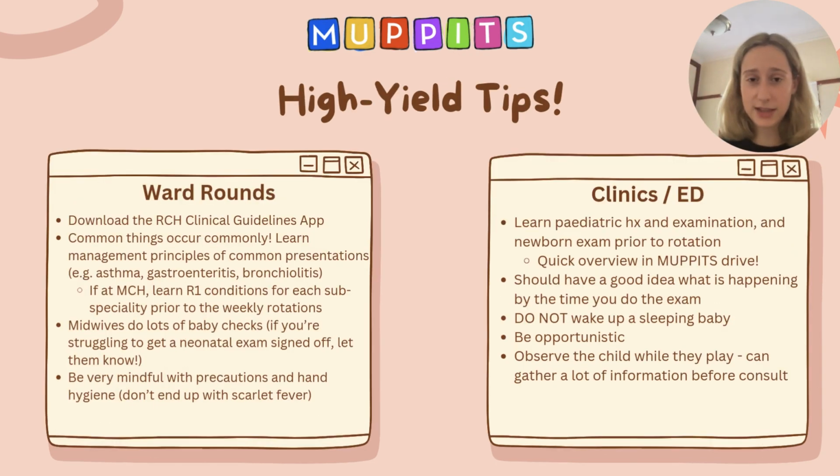Just to finish off the placement section, I've got some high yield tips. So for ward rounds, downloading the RCH clinical guidelines can be really useful if you've seen a patient and you just want to dust up on a particular condition. Common things will occur commonly, and you'll probably get quite sick and tired of presentations like bronchiolitis, but you'll know them absolutely down pat at the end. If you're at MCH where there are lots of subspecialties, learn at least the R1 conditions prior to your weekly rotations. It'll just make your life a little bit easier when you have that 1 week on ward rounds.